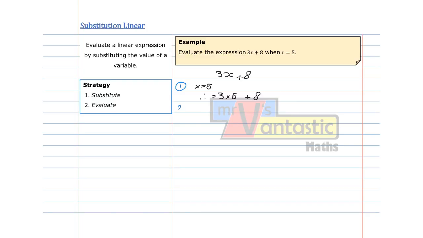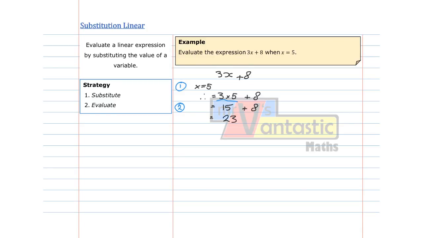Now to evaluate it, we're going to have to use our order of operations. So remember, we always do multiplication first. So 3 times 5 is 15, plus 8. And 15 plus 8 is, of course, 23.